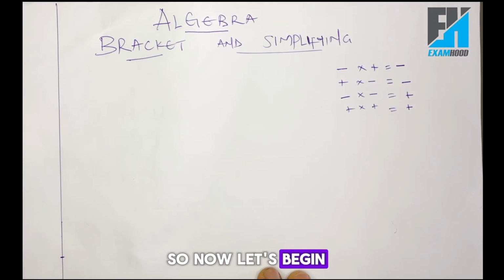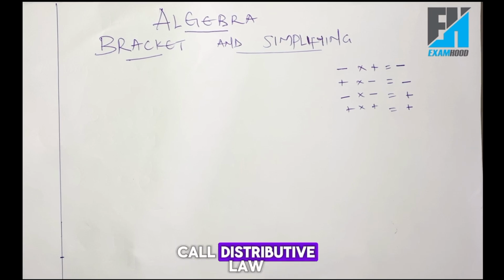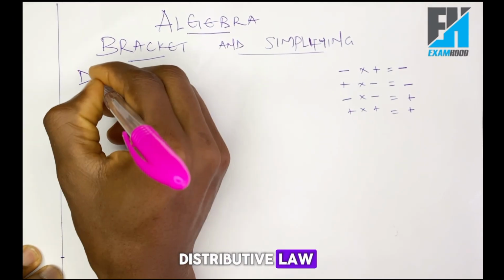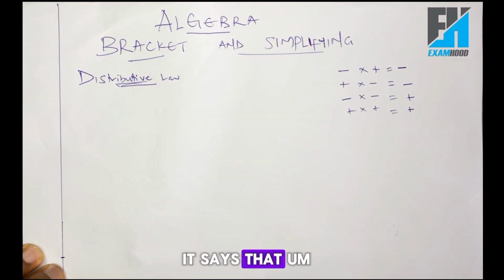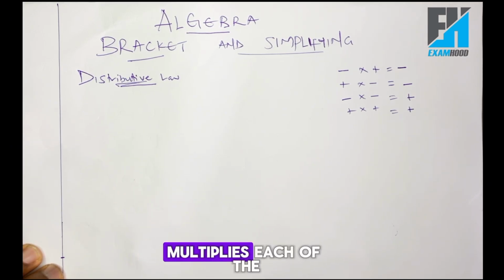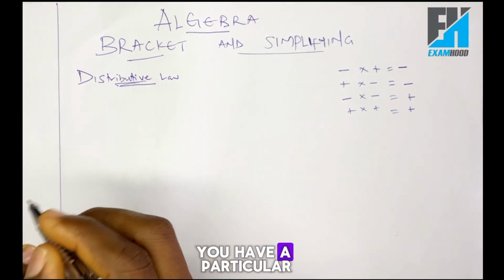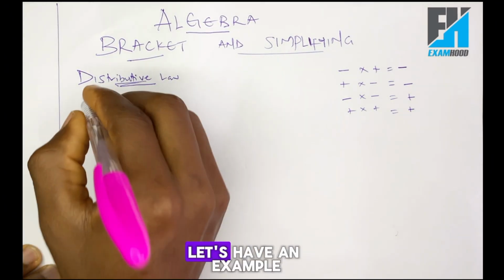So now let's begin. Before you expand a bracket and multiply through a particular bracket, there's something we call the distributive law. Distributive law says that a term that is outside the bracket multiplies each of the terms inside the bracket. Let's have an example.